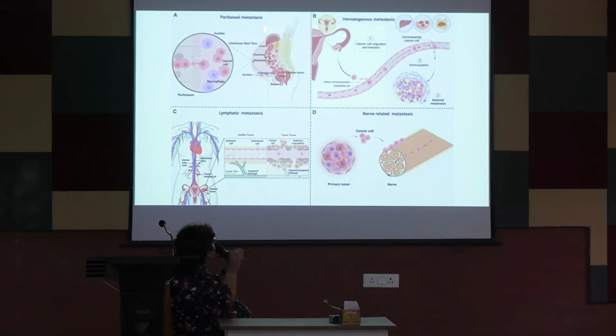So this is the diagram. This is peritoneal metastasis, this is hematogenous metastasis, liver and brain, from the ovary via the bloodstream. It may also cause nerve related metastasis. The primary ovarian tumor can also involve the nerves, and then the lymphatics. The primary lymphatics to be involved are the paraaortic lymph nodes. So this is the mode of spread of ovarian tumor.